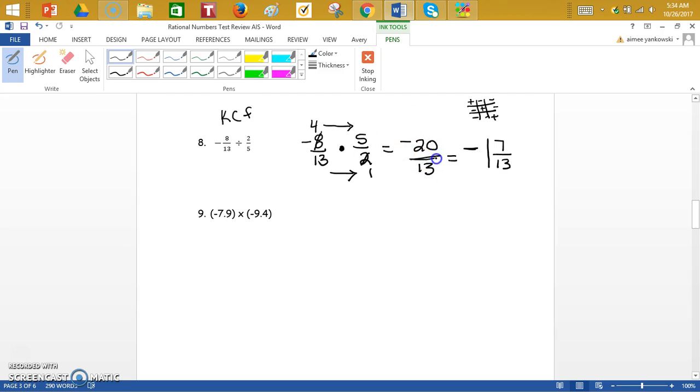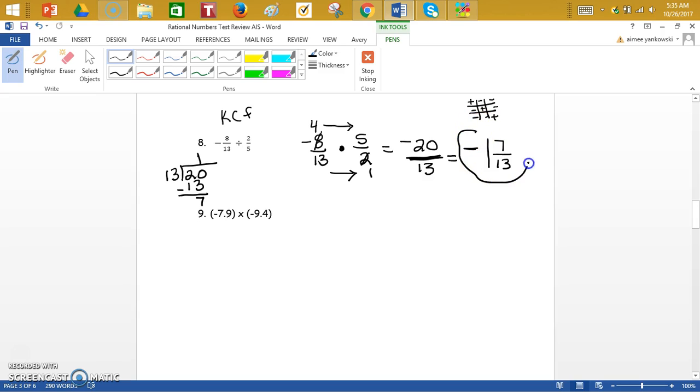Once you're at this point, your teachers have talked to you about bottoming out if you need to. So you would do 13 into 20. 13 goes into 20 once. 1 times 13 is 13. Subtract off. 20 minus 13 is 7. So that's where we come up with the 7/13.